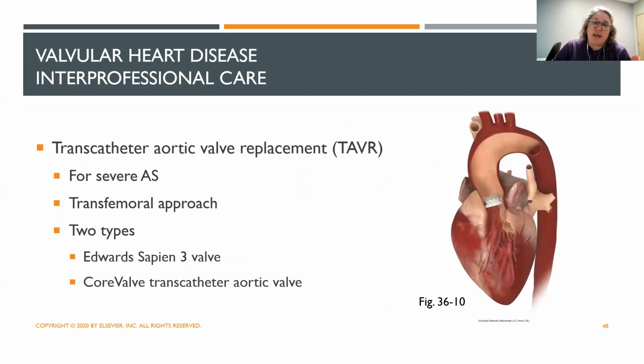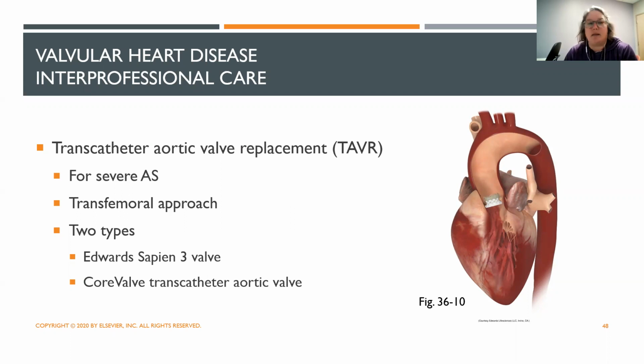The other thing that you can do is in the cath lab, you can do a transcatheter aortic valve replacement, which means that we are floating through that femoral artery, all the way up through the aorta, through the arch, and we're going to float a new aortic valve right on top of the old one. It's for severe aortic stenosis. And there's 2 different kinds. Edwards makes one called the Sapien 3. Core Valve makes one as well. But this particular picture is why this is here. This particular picture, I think, shows an Edwards Sapien 3.